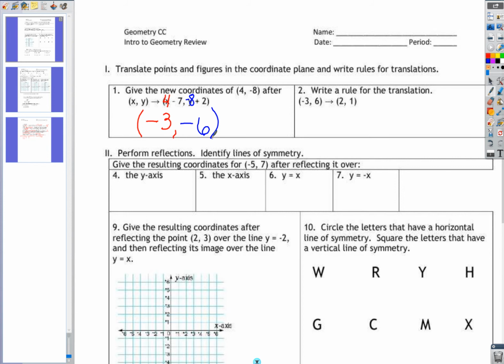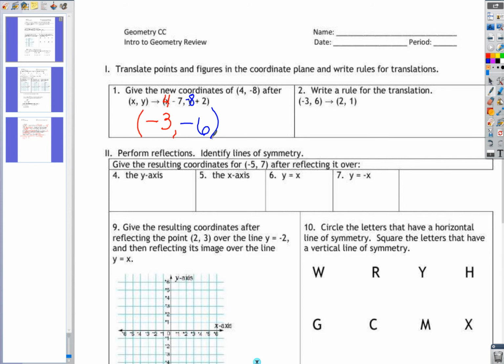Once you find this point, that is your new point. If you're going to be doing a composition of transformations, we're going to be doing several of them. Then you're going to start with one point, go to the next, go to the next, go to the next. We did that last week. But for this one, we're just doing this translation right here.